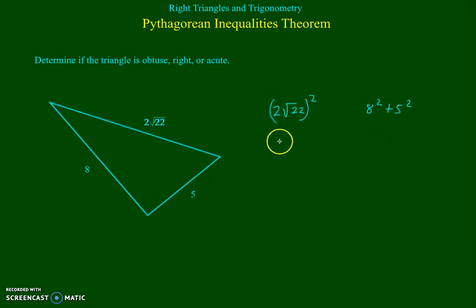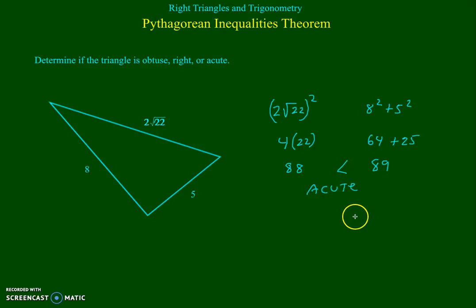Now squaring this, that becomes 4 times the square root of 22 squared, which is 22. This is 64 and 25. So this is 88 and this is 89. Here, this value is less than this, so this triangle is acute.